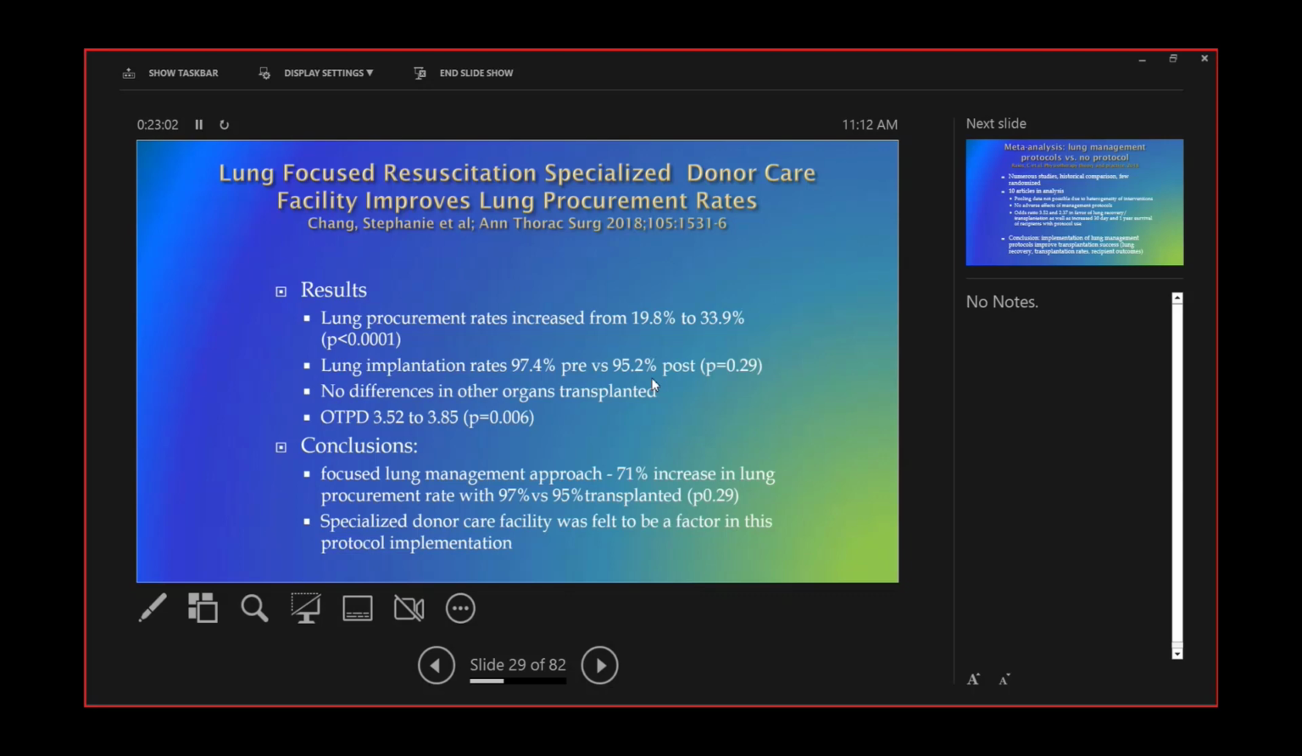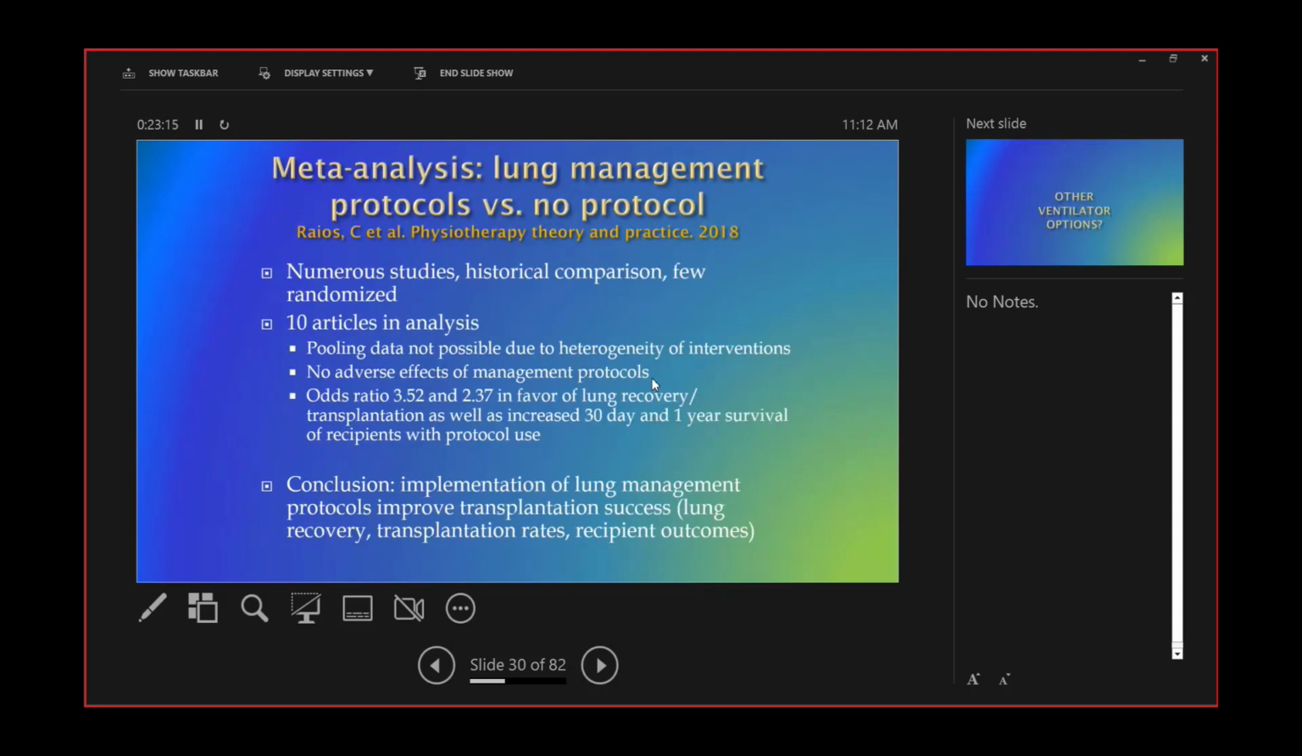when they did their lung donor management protocol. And their conclusion was a focused lung management approach led to a 71% increase in lung procurement rate with equivalent transplant rates in both groups, and that the specialized donor care facility was thought to be a factor in this implementation.